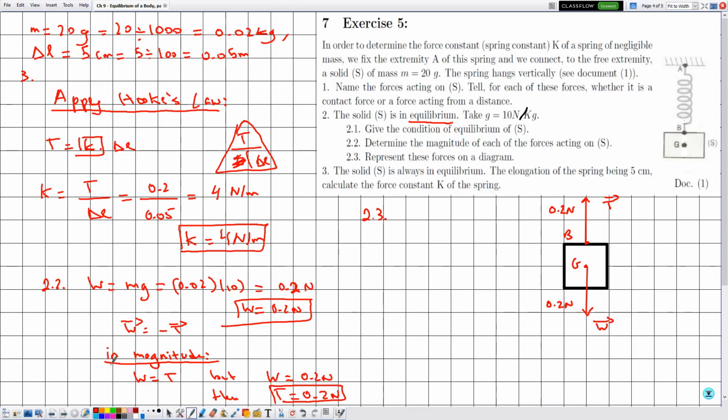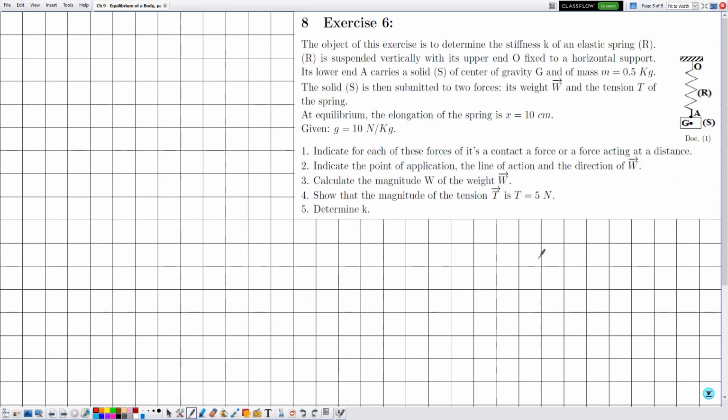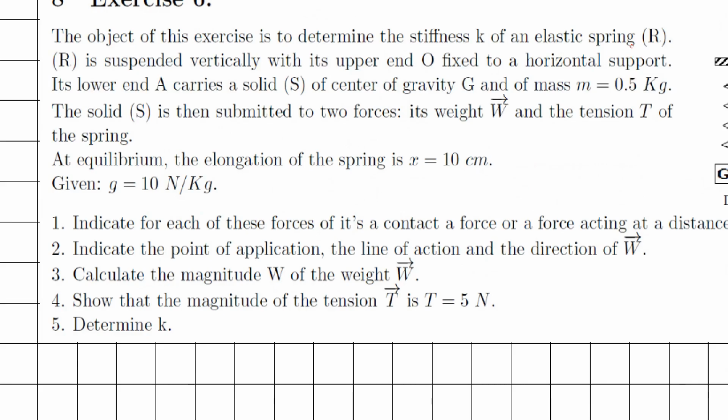And now let's move to the final exercise of this part, which is exercise number 6, section 8. The object of this exercise is to determine the stiffness K of the spring. Before we discuss this problem, let's consider it overall. We are interested in determining K. K can be calculated using Hooke's law. We need to have X and T. We have the value of X, but we don't know T.